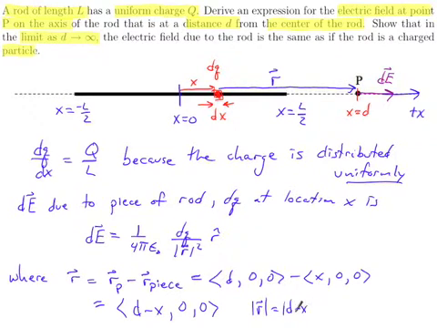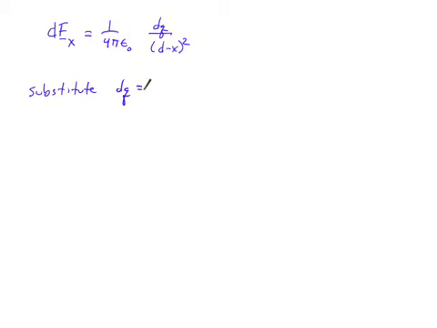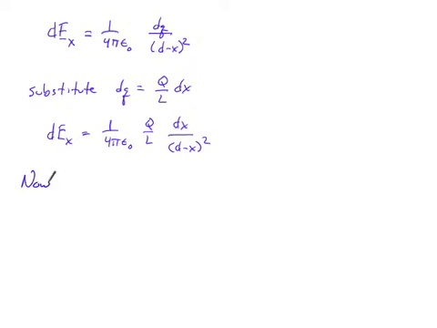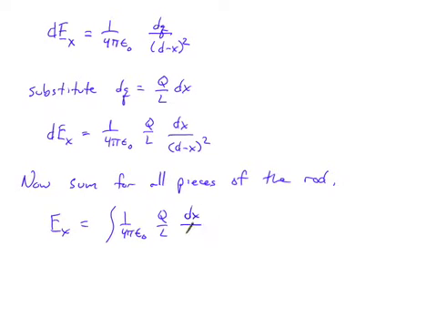It's easiest to recognize that this distance is just d minus x and that the unit vector will point in the x direction. This is important because the electric field is only in the x direction. Therefore, we can work with the x component of the electric field since the y and z components are 0. We must substitute for the charge of the piece of the rod in terms of the width of that piece of the rod, because we will now calculate the net electric field by summing the contributions of the electric field of each piece of the rod. Our limits will be over the length of the rod from negative L over 2 to L over 2.